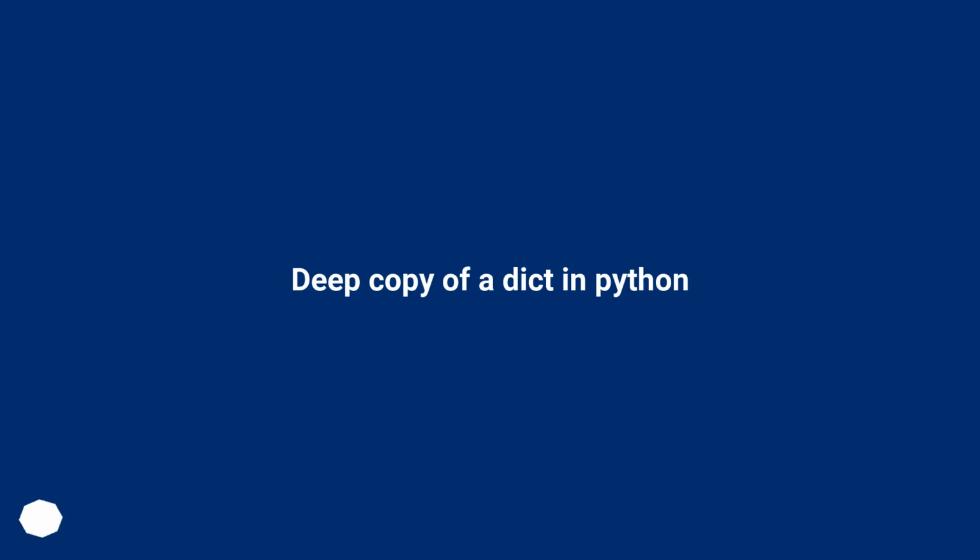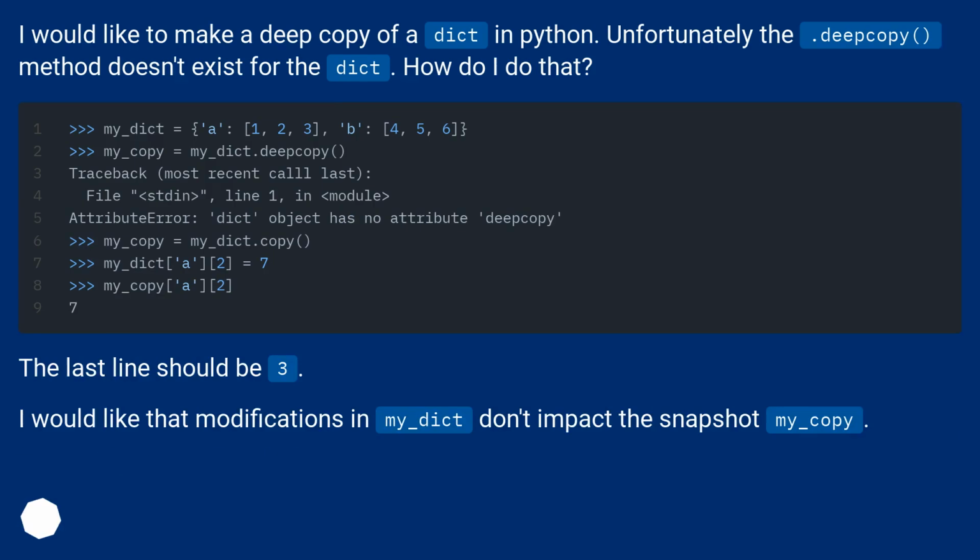Deep copy of a dict in Python. I would like to make a deep copy of a dict in Python. Unfortunately, the .deepcopy method doesn't exist for the dict. How do I do that?